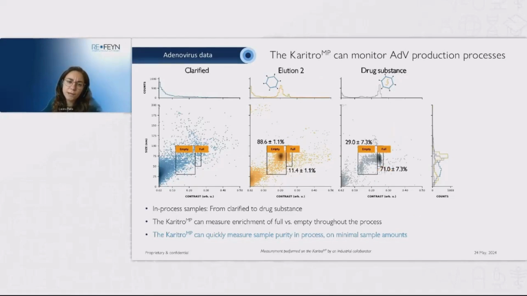So what we are doing with the Karitro is measuring an enrichment of full versus empty adenovirus throughout the process, again on the fly, because this takes a few minutes per sample. So this is showing the power of Karitro that can give this assessment during the process on minimal sample amounts.